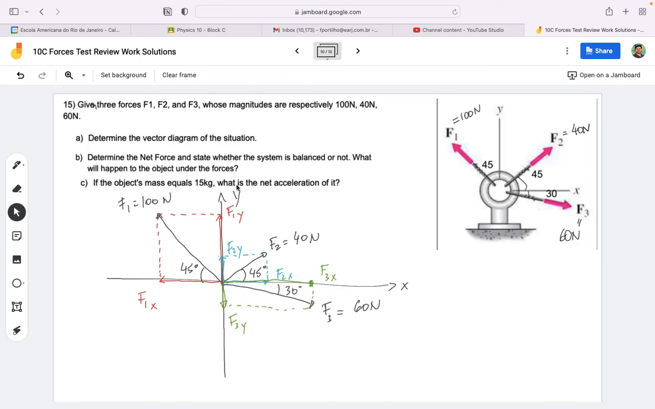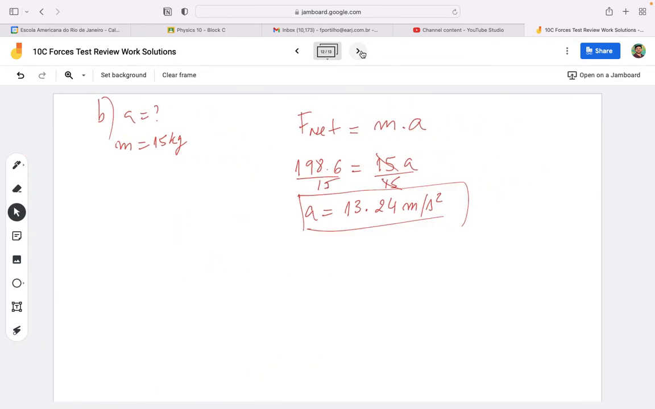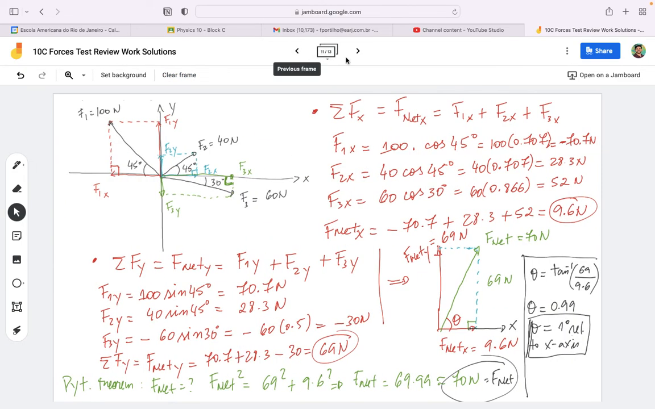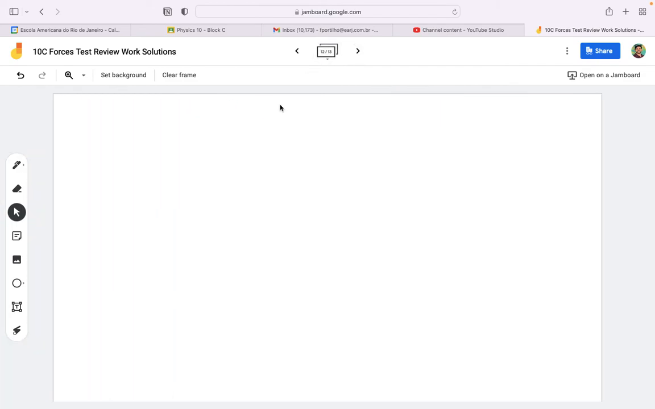Now all that we have to do is to calculate the net acceleration of it, given that the mass is 15. So letter C. Oops, there's something here, clear the frame. All right, so here we go. So the letter C. All right, Gymboard is a little bit slow. I'm sorry.